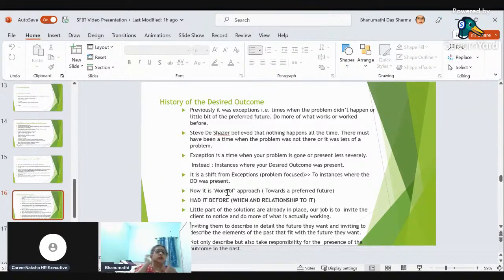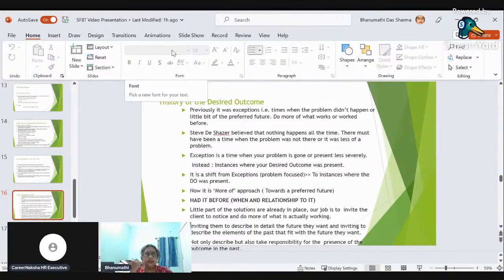Okay. Once we know the best hopes, in the SFBT model, we know we have arrived at the best hope. Now we have to go into detailed description. How? History of the desired outcome, resources for the desired outcome, future of the desired outcome, which is the miracle question, then scaling. Now we will see in detail what these four are. Then we come to the closing. Now let's see what is the history of the desired outcome.